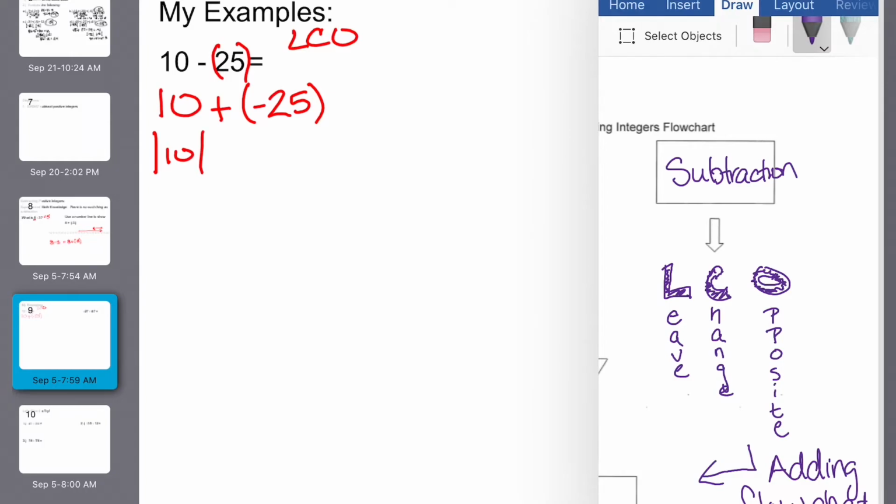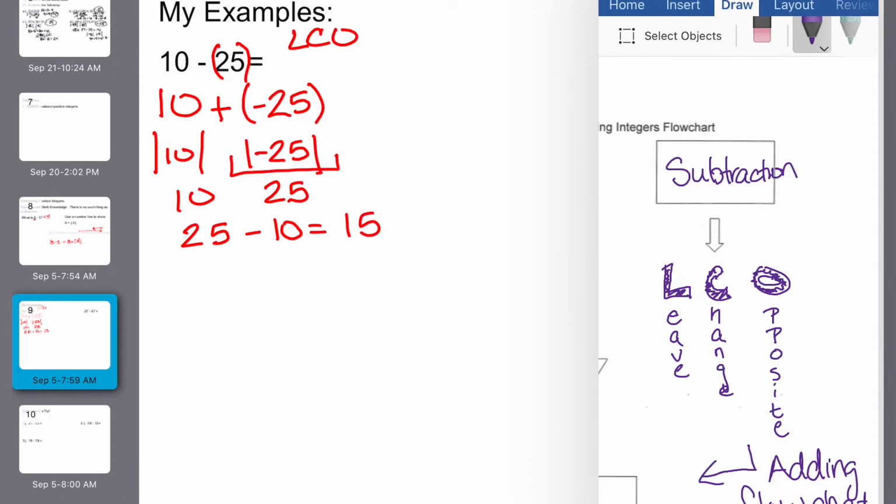I find the absolute value of 10. I find the absolute value of negative 25. They're different signs, which means I have to subtract them. I change the sign to the sign of the value with the highest absolute value, which means my answer here is negative 15. Okay, let's try another example.